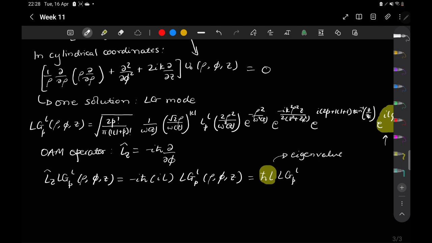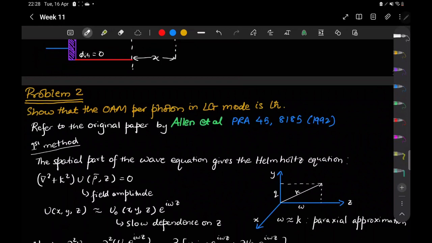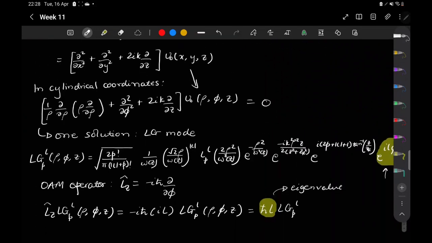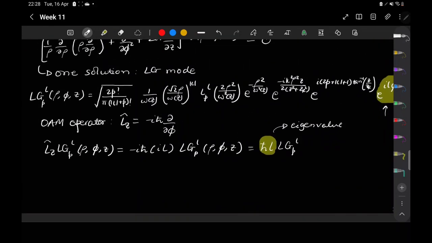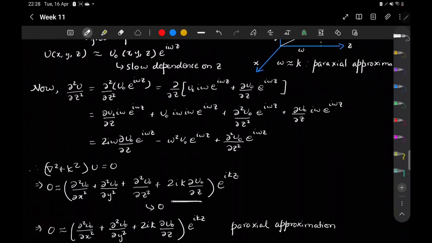Hence, a measurement of the OAM operator on the state yields the value h cross l. That means the value of OAM per photon is h cross l. This is what we wanted to prove and we have done. So this is by the first method. Let us now look at the second method. The second method is actually the method described in this paper by Allen et al.